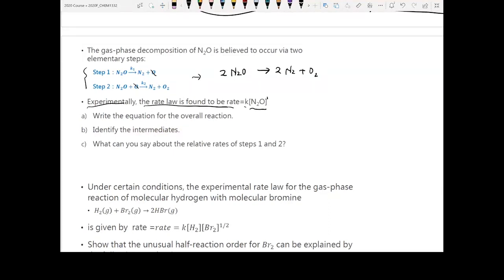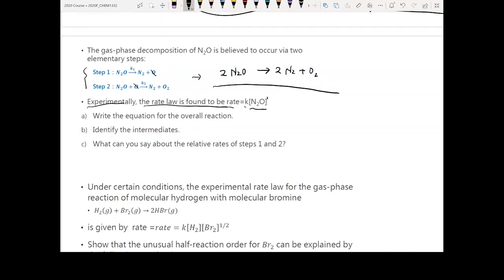In the beginning, I just added up. I didn't add in any factors. I just added up and see whether it's balanced. If it is, then done. Nothing else I need to do. But if it is not, then I need to multiply factors in either your step 1 or step 2 to eliminate the intermediates. You have 4 nitrogen on the left, 4 nitrogen on the right, and 2 oxygen on the left, 2 oxygen on the right. So it's all balanced.